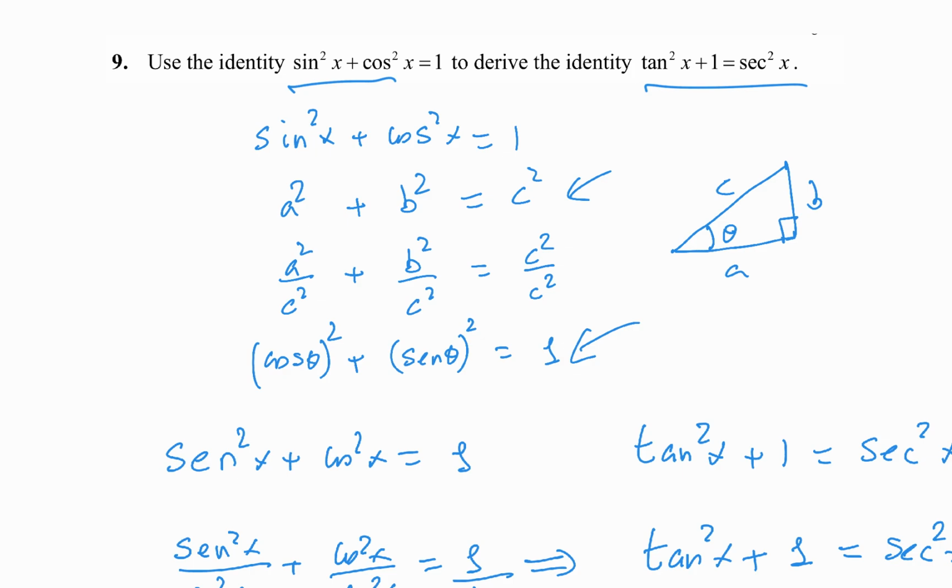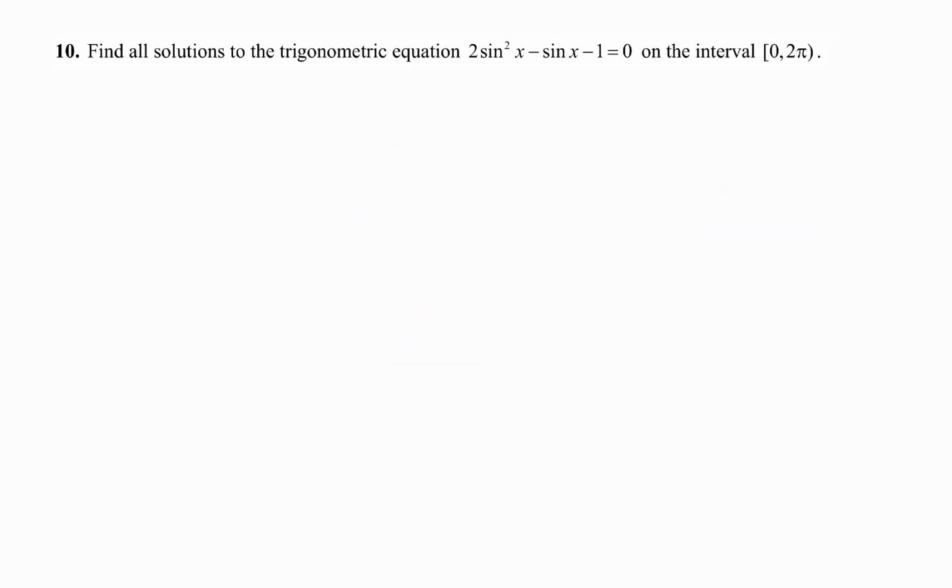Okay, let's go to the last problem. Find all solutions to the trigonometric equation on the interval 0 to 2 pi, open interval 2 pi. So it means that the 2 pi is not taken. You can approach 2 pi as much as you can, but because it's an open interval, the 2 pi is not included in this interval. Because here it is closed, the 0 is included, the 2 pi is not included. So how will we solve this problem?